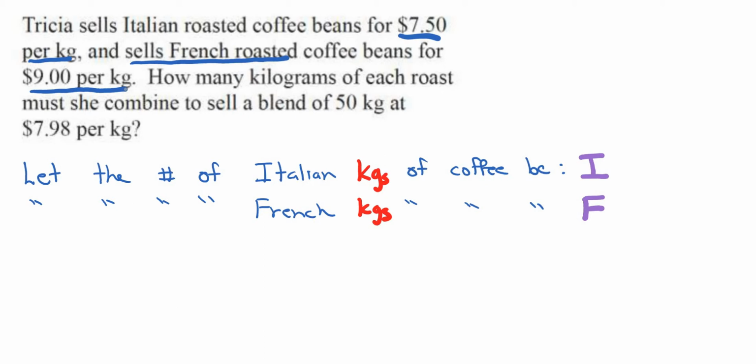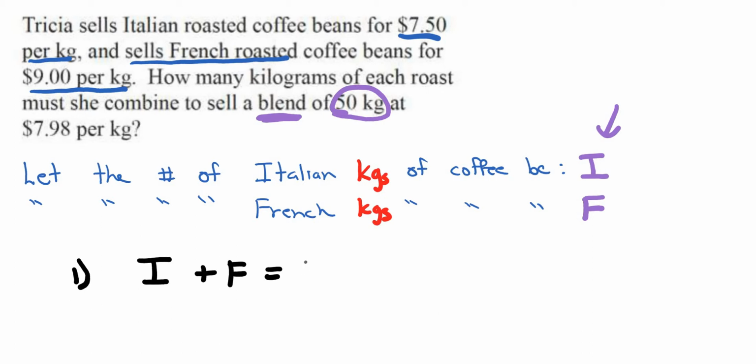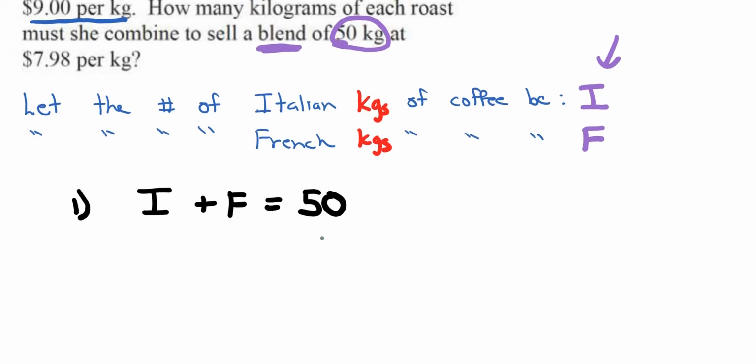So I will be the number of Italian kilograms of coffee, and F will be the number of French kilograms of coffee. Now, for this particular problem, we need 50 kilograms, right? We need a blend. So blend means we're mixing Italian and French coffee. So my very first equation is going to be I plus F equals 50. And hopefully that makes sense because 50 is the number of kilograms, and F represents the number of French kilograms of coffee, and I represents the number of Italian kilograms of coffee, right? So kilograms plus kilograms equals kilograms, right? So that's your first equation.